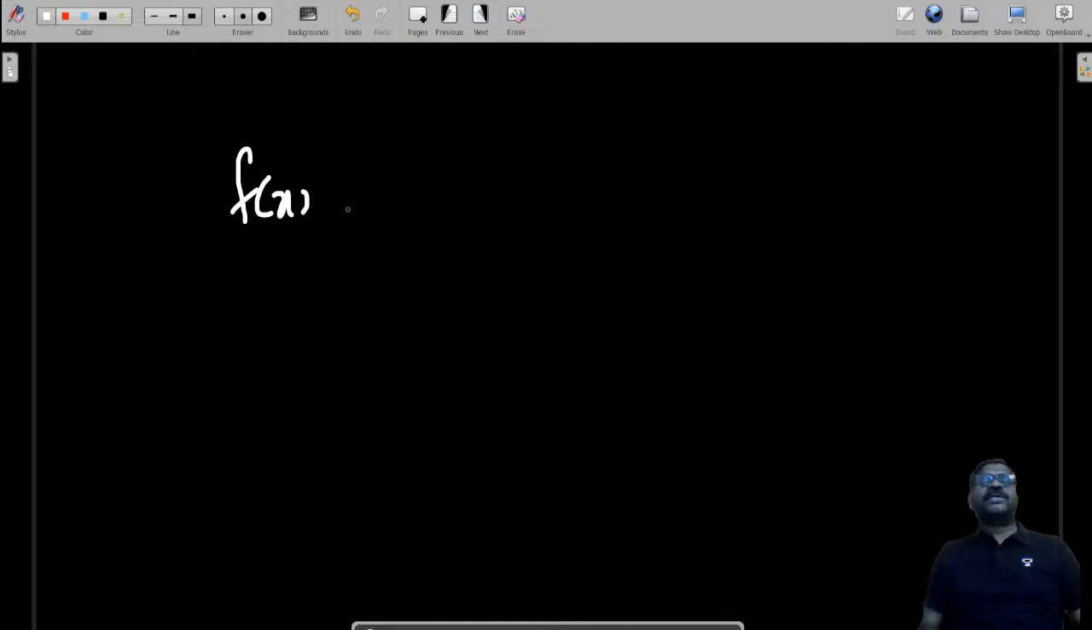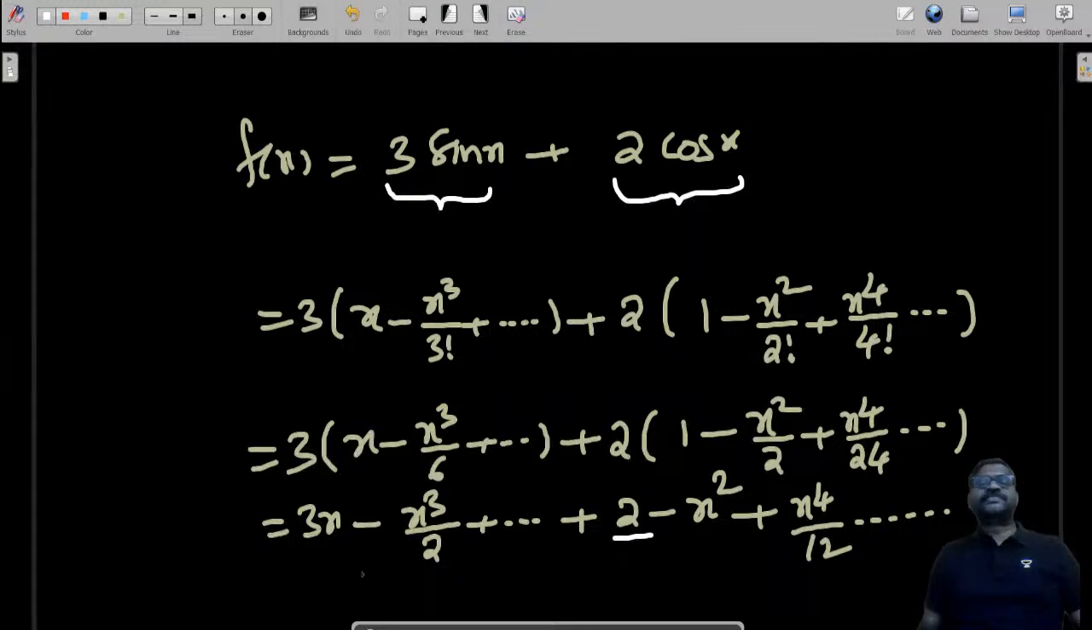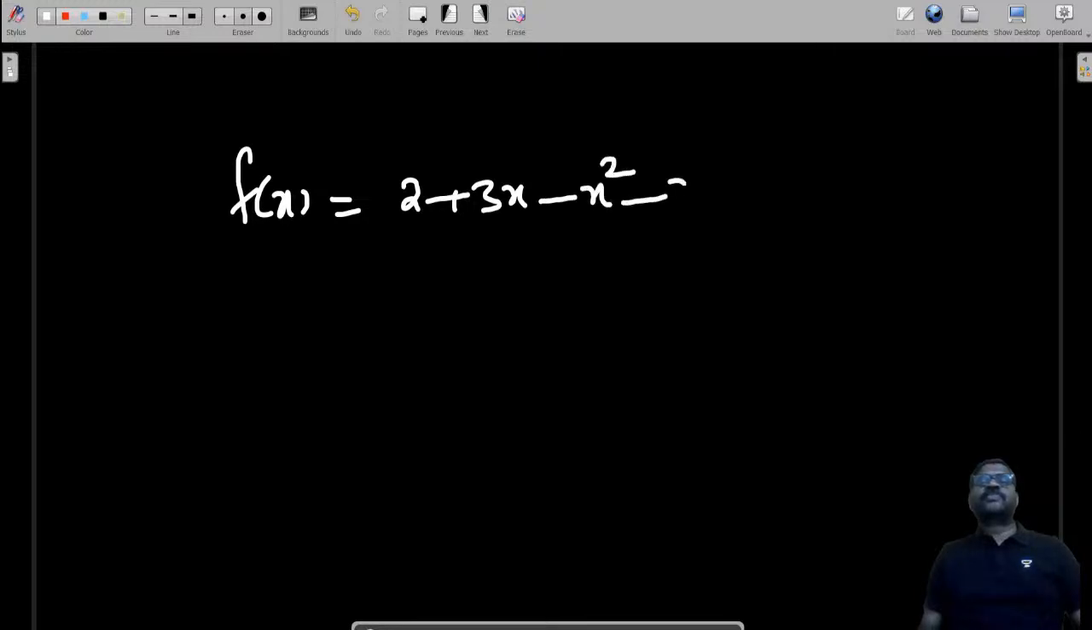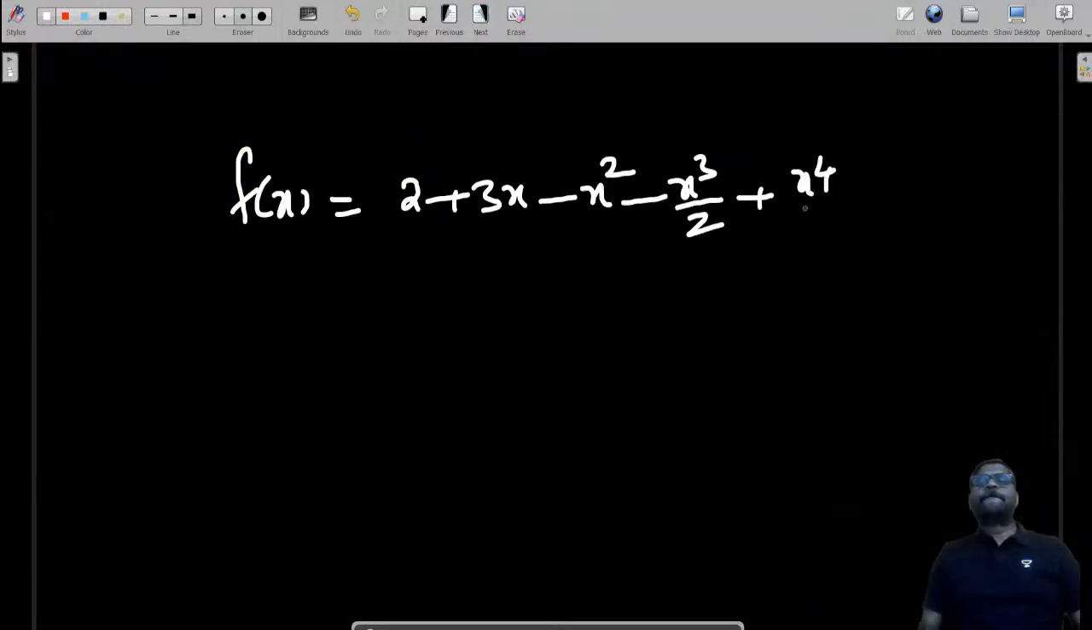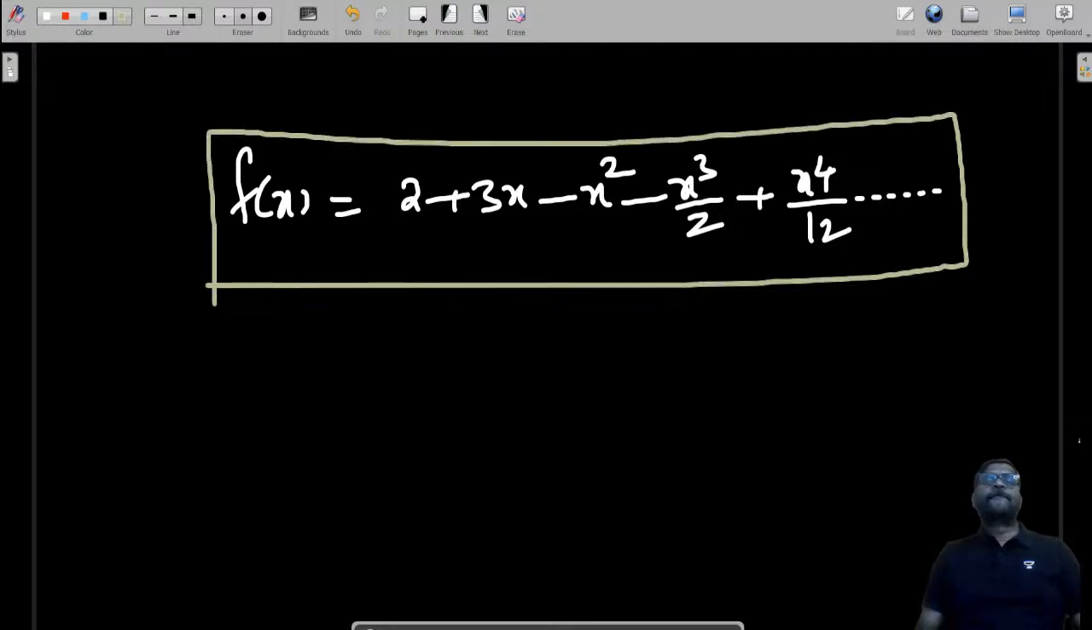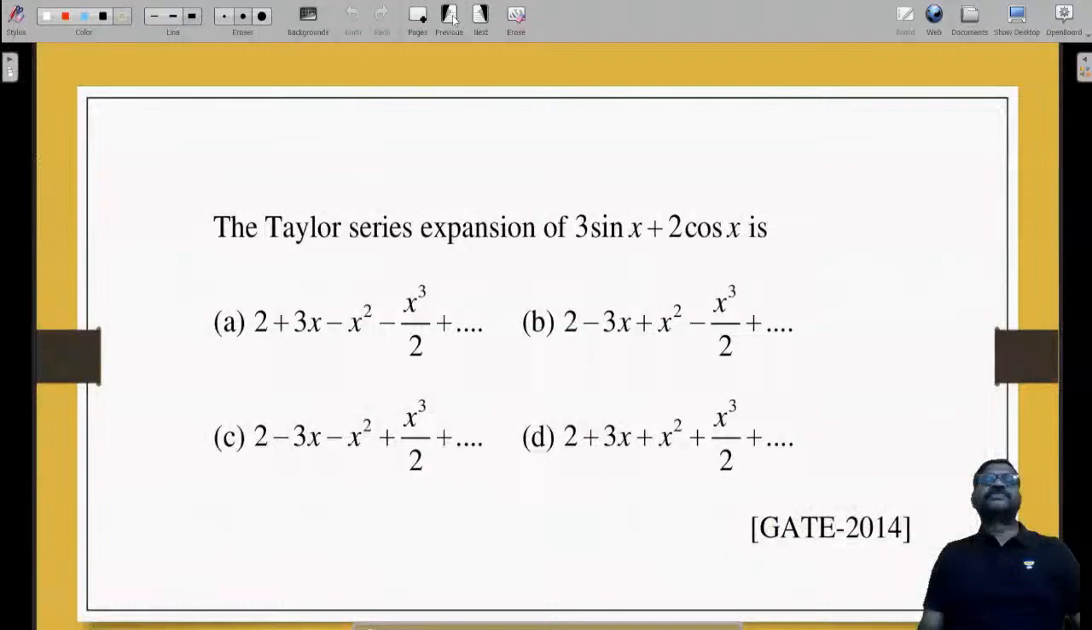Therefore, f of x is 2 plus 3x minus x square minus x cube by 2 plus x power 4 by 12, that is 2 plus 3x minus x square minus x cube by 2.